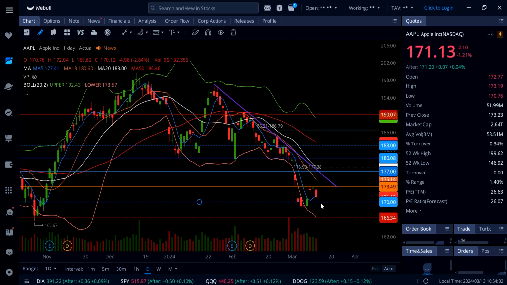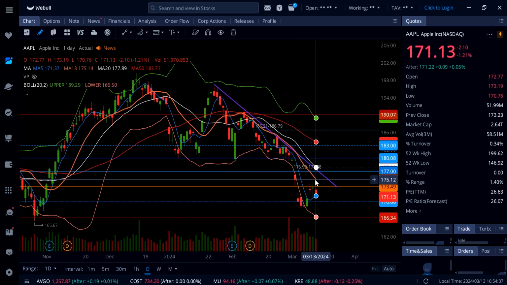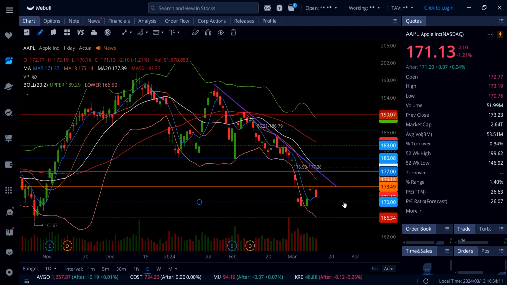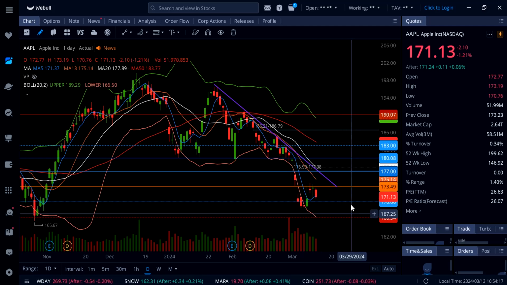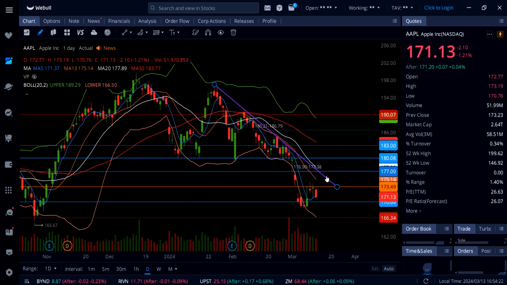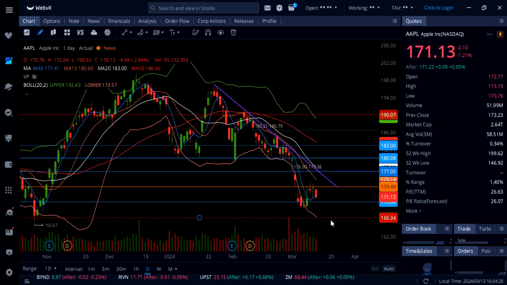Once we get above 173, then watch out for a move up to the orange line, 13-day moving average, 175. And the real breakout will only happen above this gap, 177.38. Once Apple can stay above 177, you're going to see more upside. Until then, guys, Apple is still in a strong downtrend, so watch out for the critical support right here, 170 and then 166.